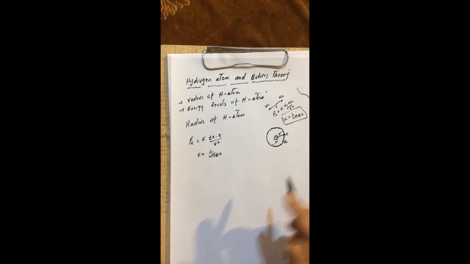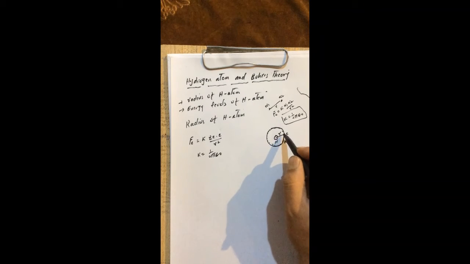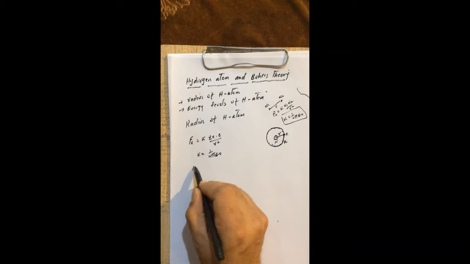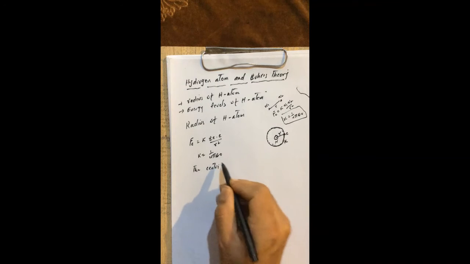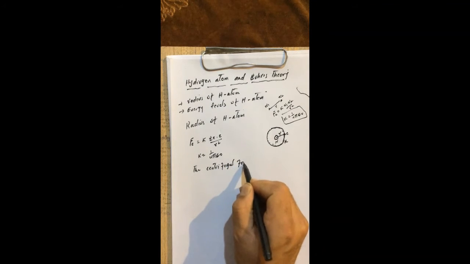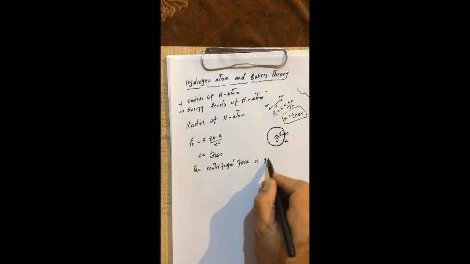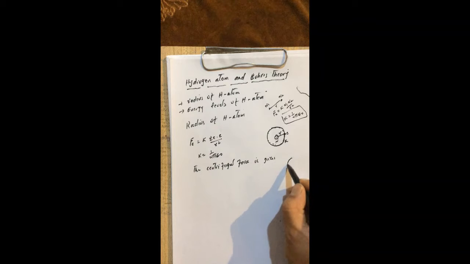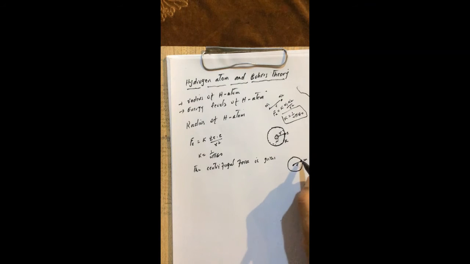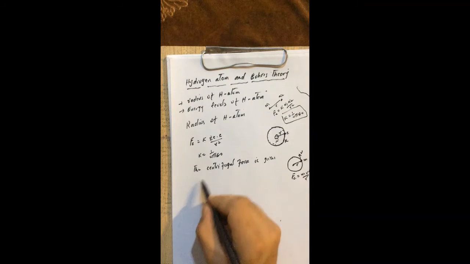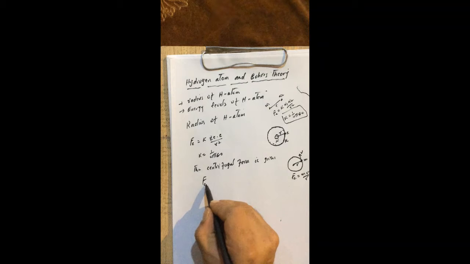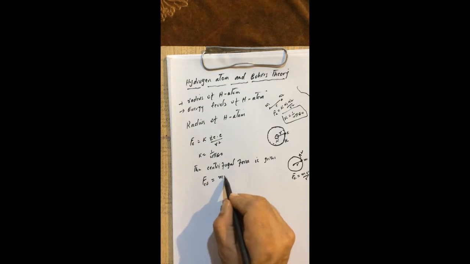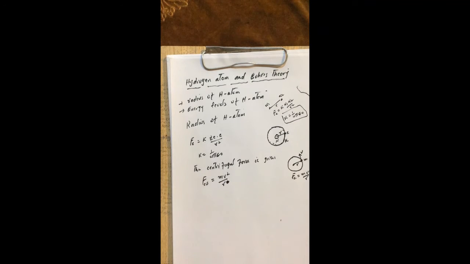Now this electron is revolving around the nucleus, so there is a centrifugal force. As we know, whenever a body of mass m is moving in a circular path of radius r with velocity v, there is a force called the centrifugal force, which is given by mv square over r. So the centrifugal force F_CF is given by this relation, mv square over r.